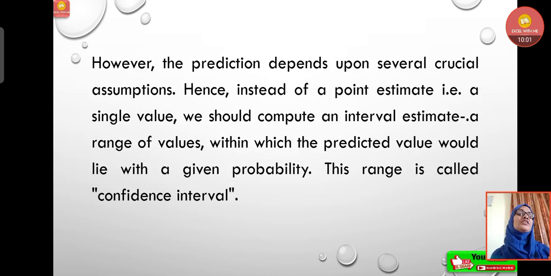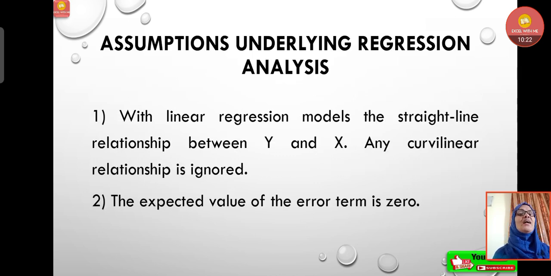However, the prediction depends upon several crucial assumptions. Hence, instead of a point estimate, that is a single value, we should compute an interval estimate, a range of values within which the predicted value would lie with a given probability. This range is called the confidence interval. Now, what are the assumptions underlying regression analysis? We understood the objectives. Now, let's see the assumptions.